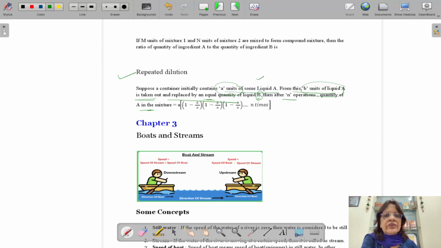Initially say it is fully concentrated. As we are diluting, we have to find what will be the quantity of A in the mixture. That is given by the formula A(1 - B/A), n times. So we can write it like this: A(1 - B/A)^n. These two formulae we have to do in this chapter of alligation and mixture. So now we just go on to the question.